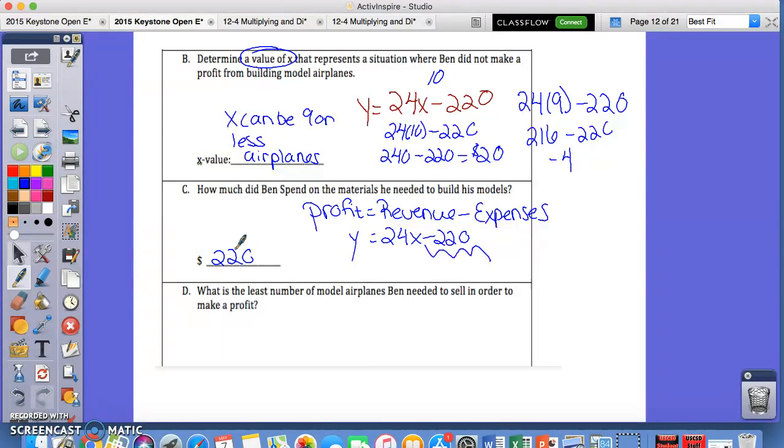What's the least number of model airplanes that Ben needed to sell in order to make a profit? Well, we actually did that when we were doing Part B. The least number is 10.